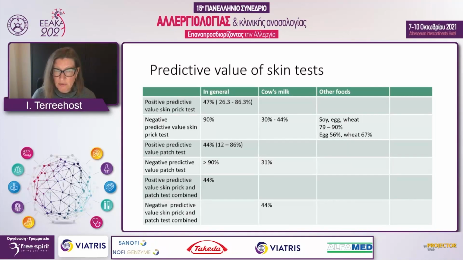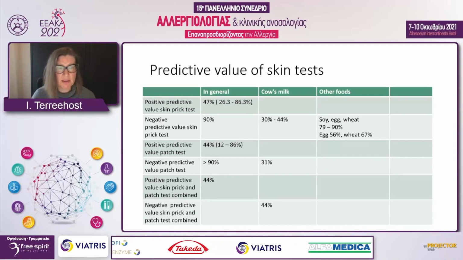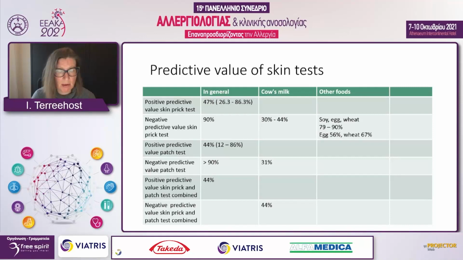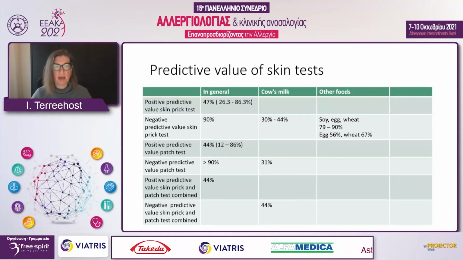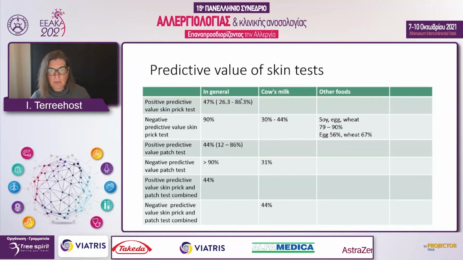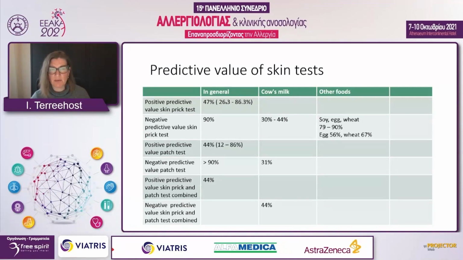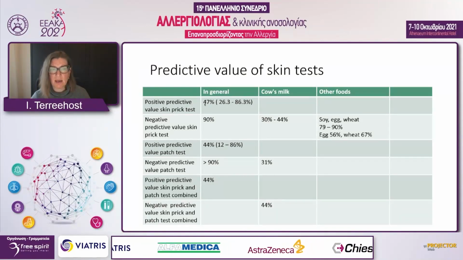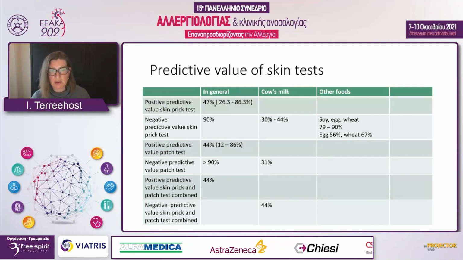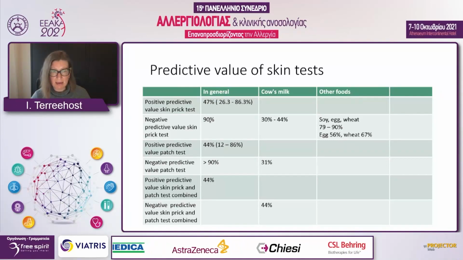So what are the results in general of both the skin prick test and the atopy patch test? Well, as you can see, while the positive predictive value varies between 26.3 and 86.3%, on average, there's a 47% positive predictive value of the skin test. The negative predictive value is much better.